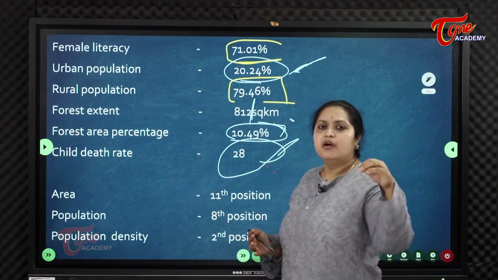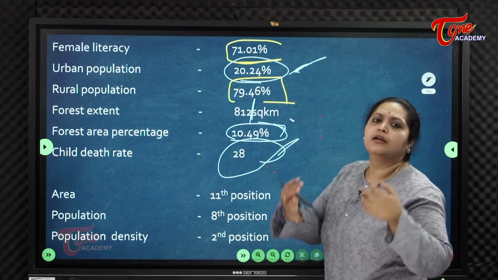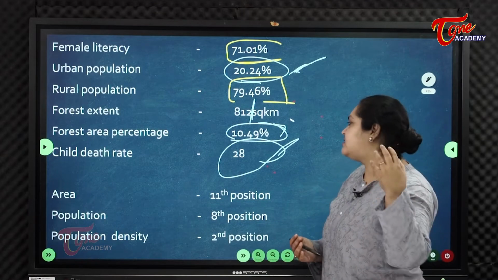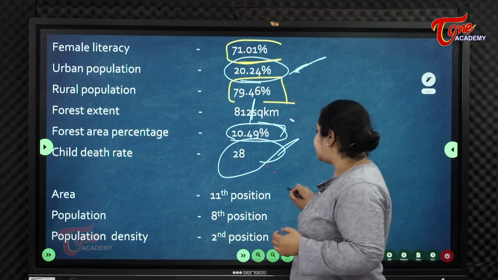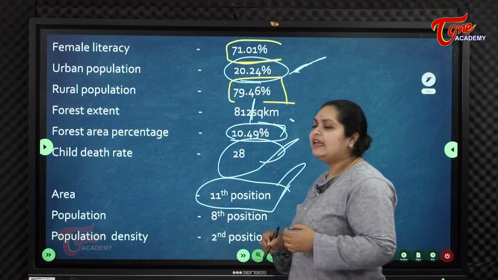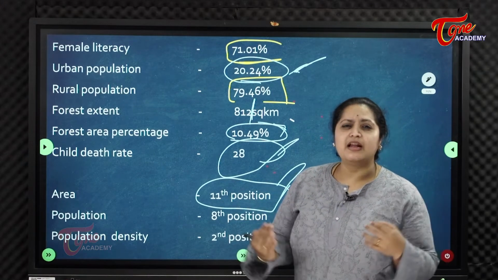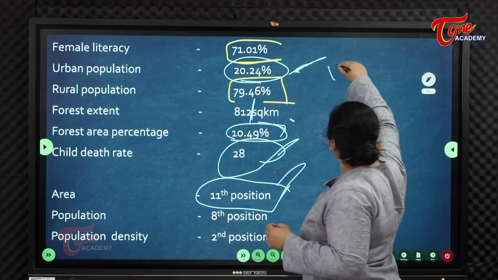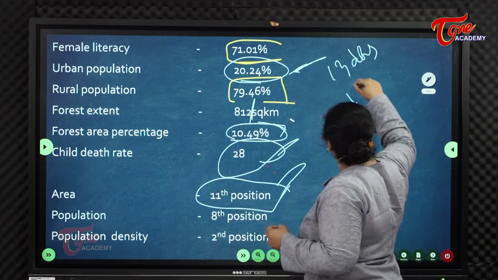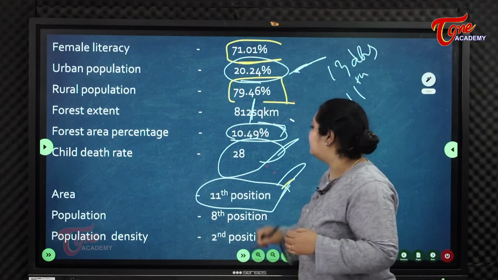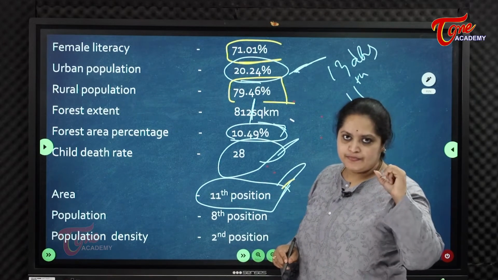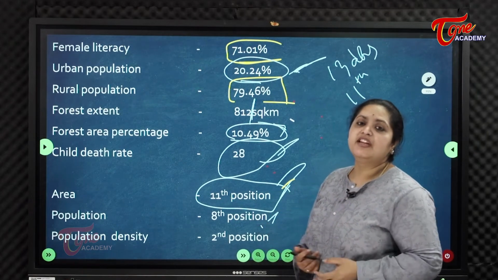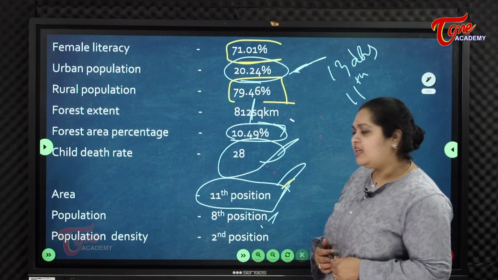Now we'll see what is the position of this district in various factors. Where do they stand in some areas? It stands 11th position in area. 11th means last but one. We do have 13 districts and it stands 11th. What does it mean? The area is small. So population, it stands 8th. Even in population it stands in 8th position.